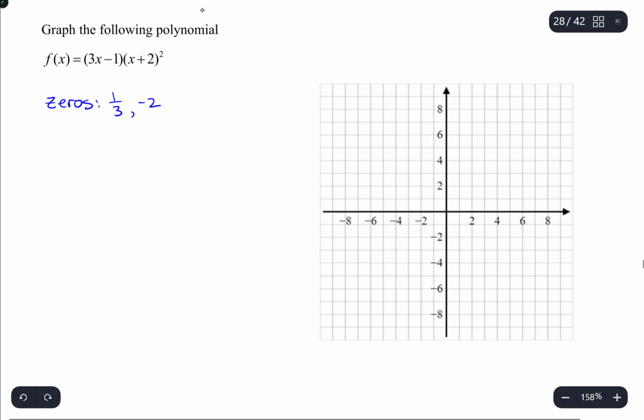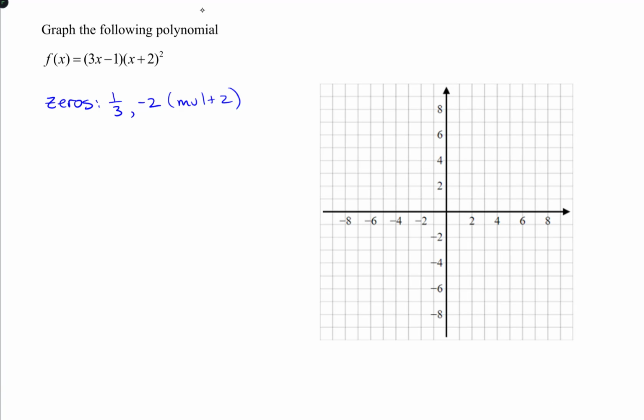But because of this square right here, this is a 0 of multiplicity 2. So something happens a little bit different at that point. So we have a 0 at 1/3, so I'll just estimate it about right there, and -2.